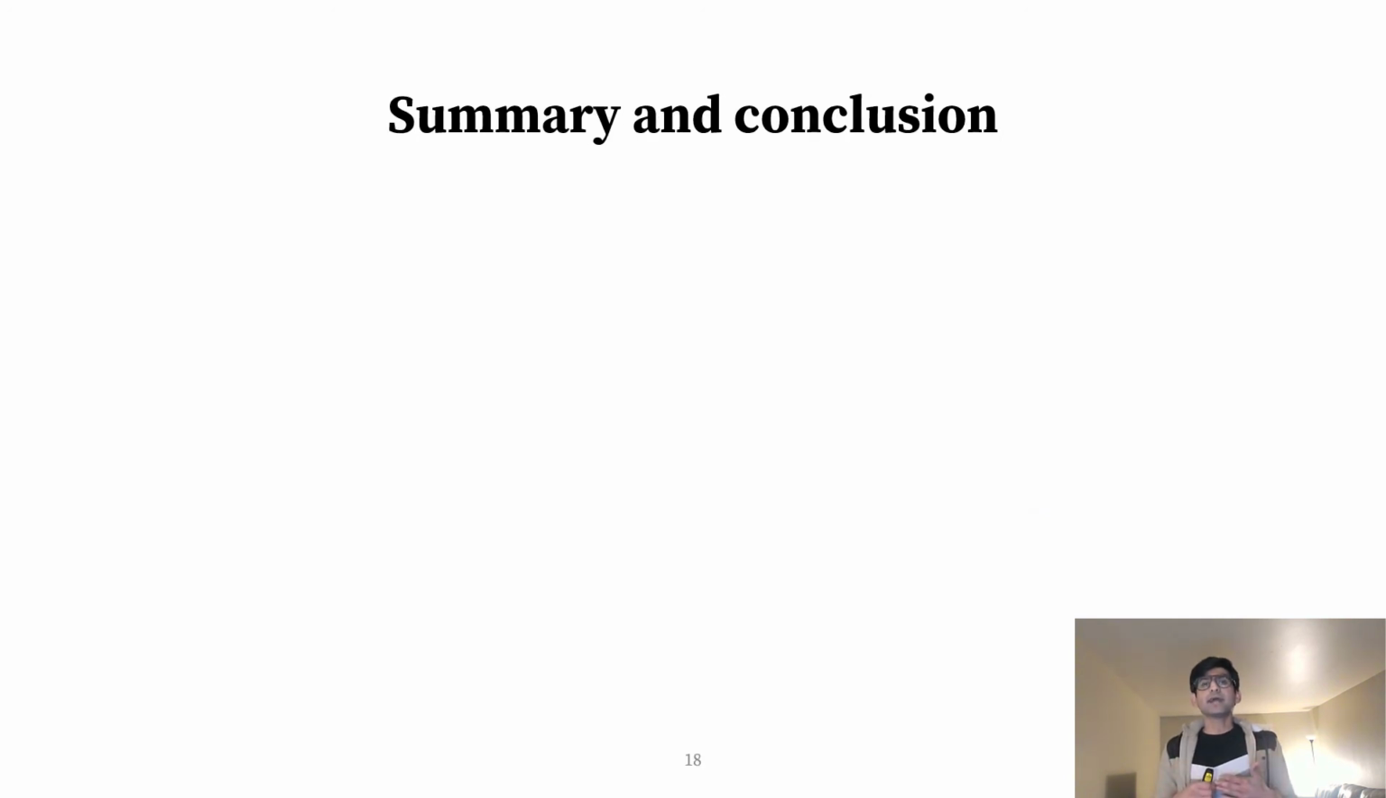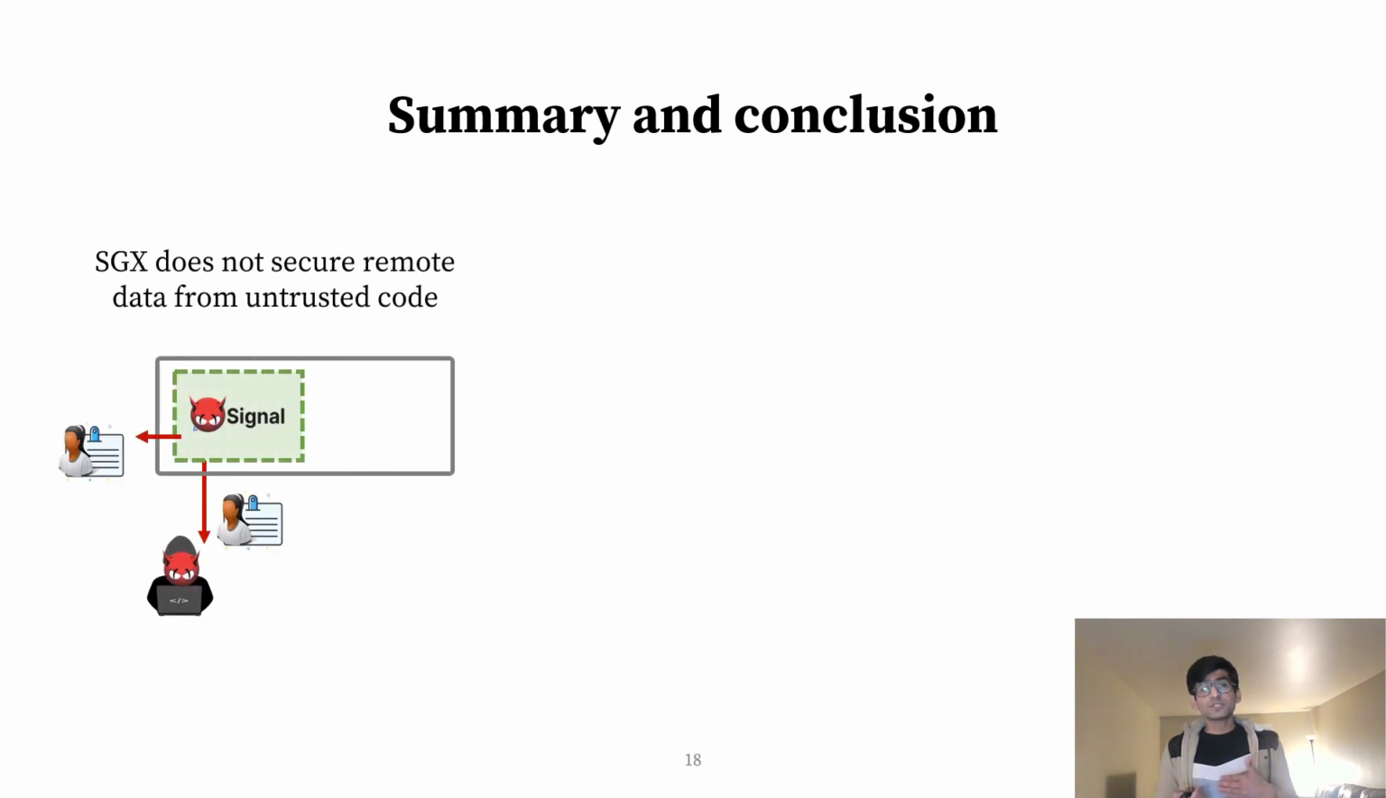So finally, I would like to provide you a summary and conclude this talk. The first thing we learned today is that SGX does not secure remote data from untrusted code. So if you're sending your data to an untrusted service, there is always a chance that your confidential data might actually be stolen.